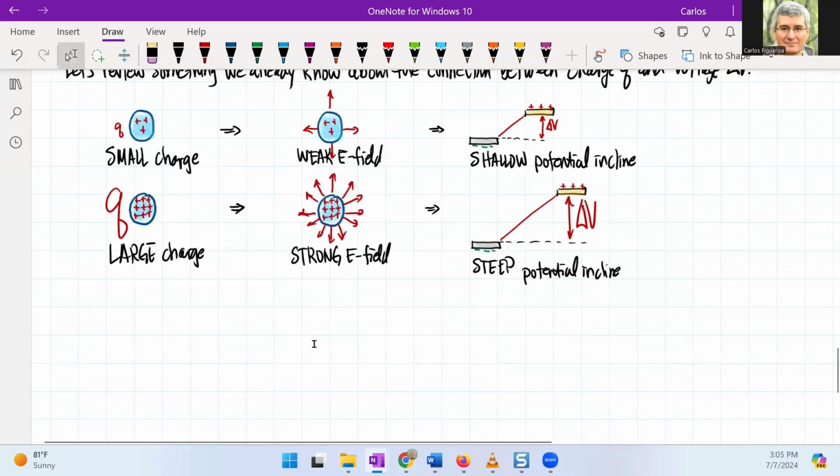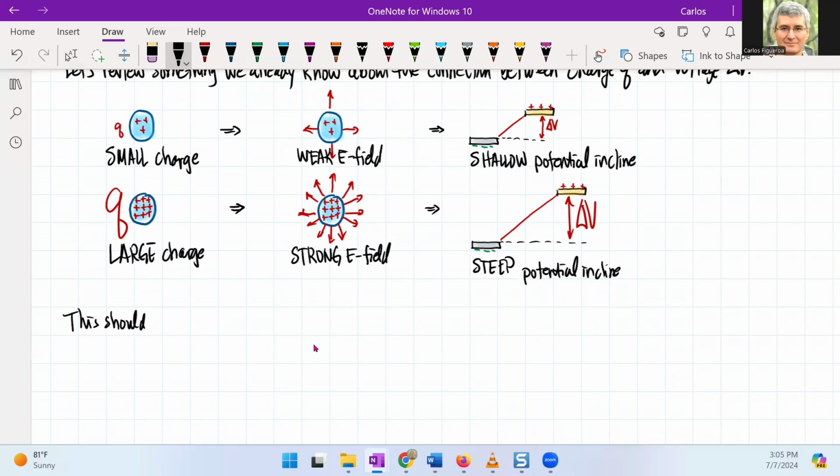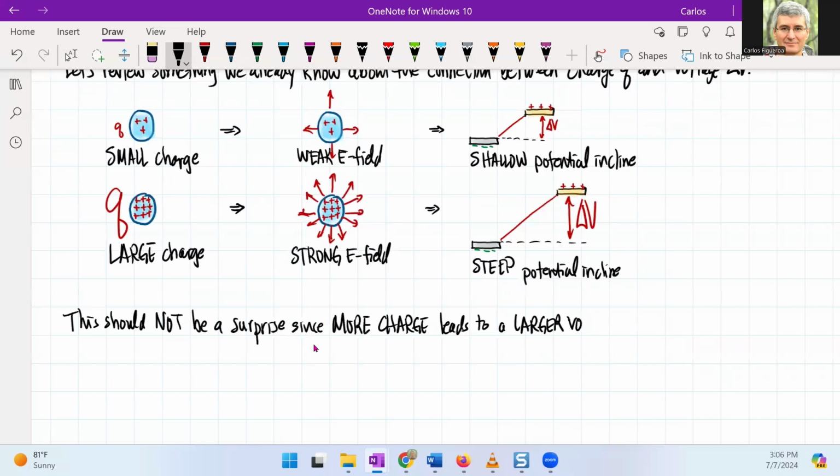Again, I expect you to already know this, but we're just reviewing briefly. This should not be a surprise, since more charge leads to a larger voltage, a higher height to the incline.